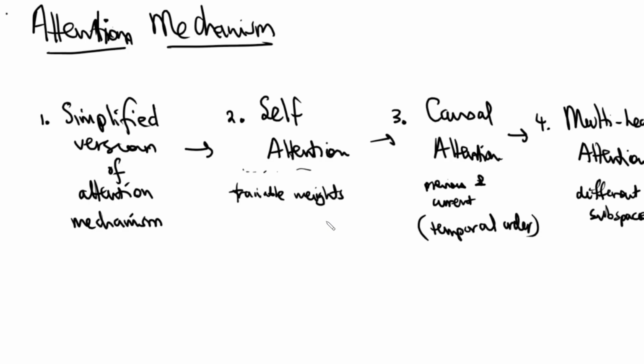They will build on top of each other from the simplified version to self-attention, from self-attention to causal attention, from causal attention to multi-head attention. So let's see how this critical part of LLMs works mechanically, and then we'll build on top of that. So see you in the next video when we start this section.